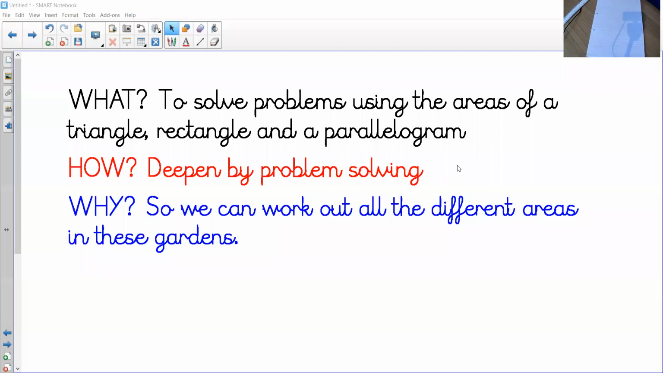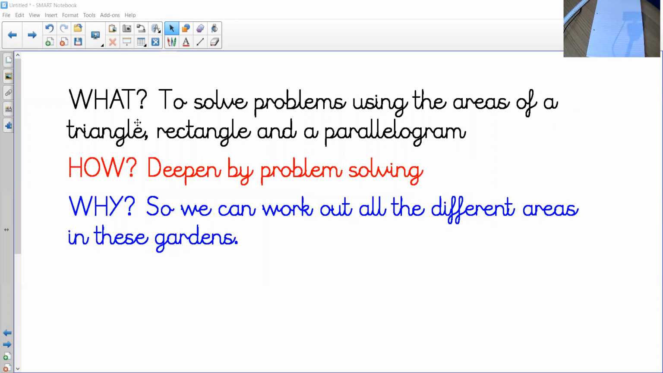Yes, year six, we've made it. It's now Friday. It is the end of this topic with area and maths. This is now your chance to show me just how incredible you are at finding different areas by doing a lot and lot of problem solving.